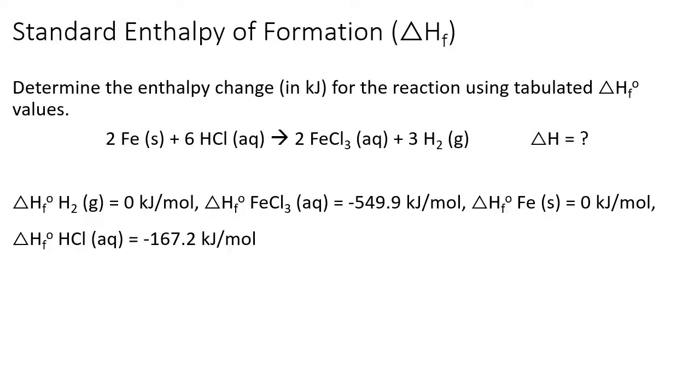Let's try an example using standard enthalpy of formation values. Determine the enthalpy change in kilojoules for the reaction using the tabulated heat of formation values. 2 moles of solid iron react with 6 moles of aqueous hydrochloric acid to produce 2 moles of aqueous iron(III) chloride and 3 moles of gaseous hydrogen. We want to figure out what the heat of reaction is for this chemical equation. Below are listed the heat of formation values for all of the substances within the reaction. We could look these up if they weren't supplied for us.